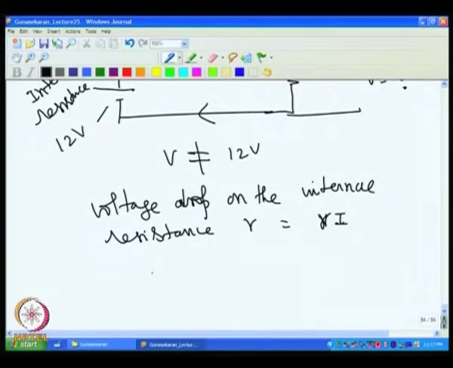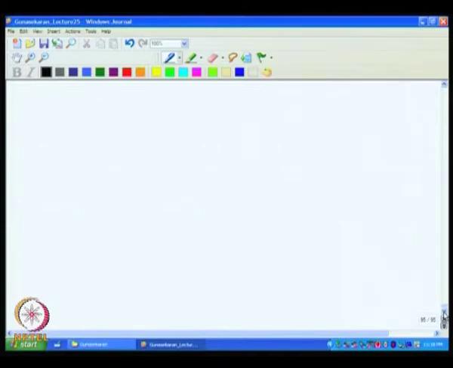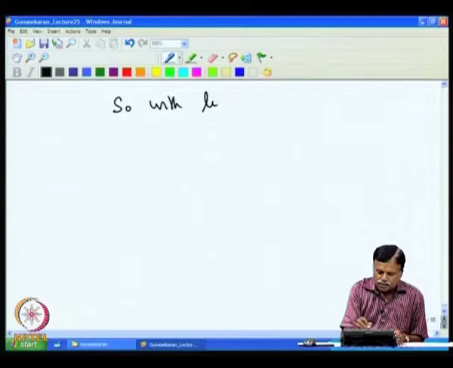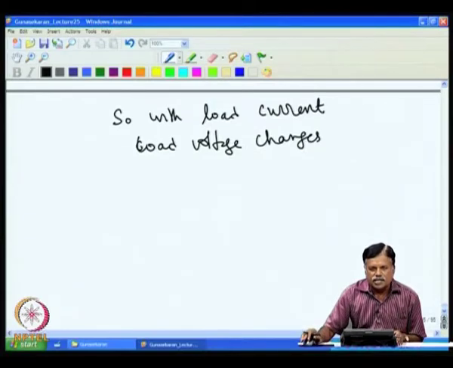So, the output load voltage is 12 volt minus r into I. The output voltage changes with the load, depending upon the internal resistance r of the battery. When I changes, the load voltage V load is equal to 12 minus r into I. So, with the load current, the output load voltage changes. In this case, we have taken a battery and r is the internal resistance.